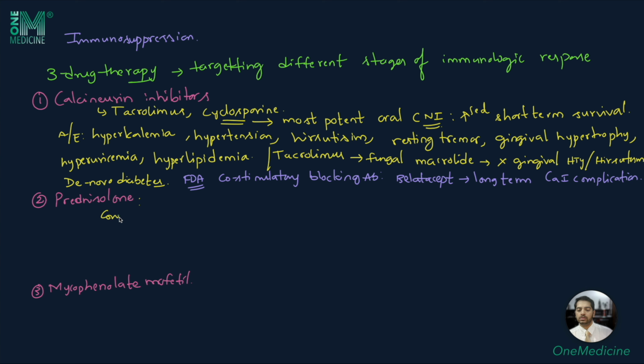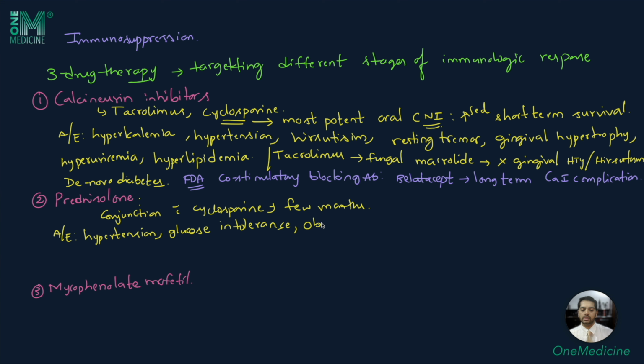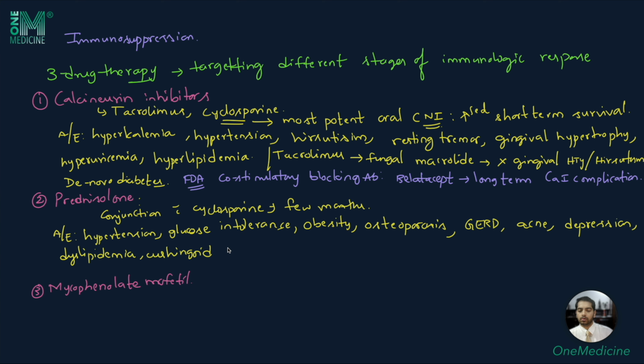Prednisolone is used in conjunction with cyclosporin for the first few months post-transplantation. Adverse effects include hypertension, worsened glucose tolerance or glucose intolerance, obesity, osteoporosis, gastroesophageal reflux disease, acne, depression, dyslipidemia, Cushingoid features, and mood disturbances.